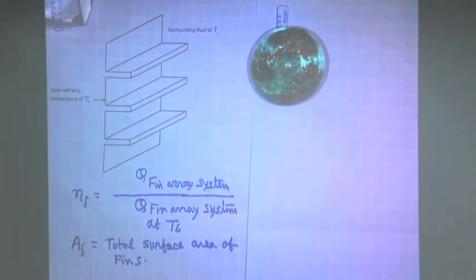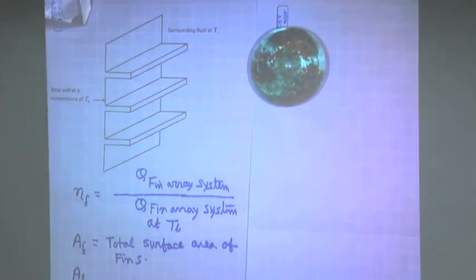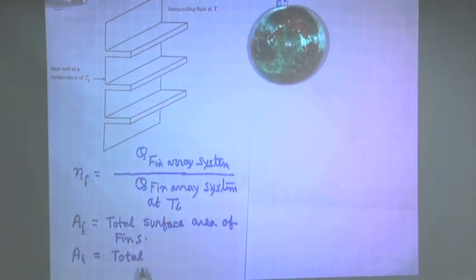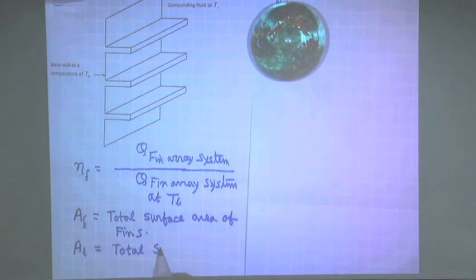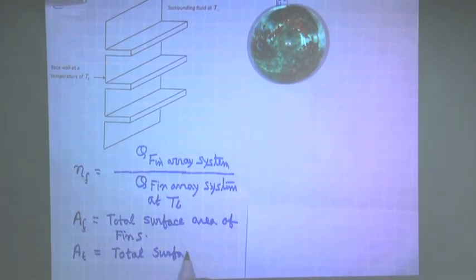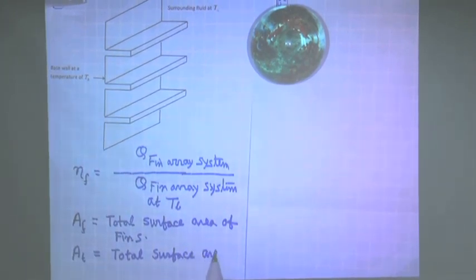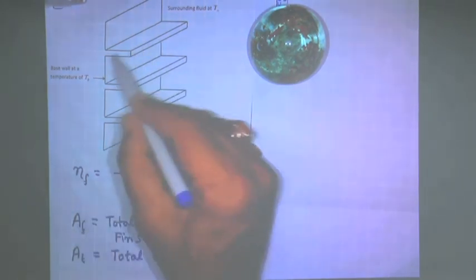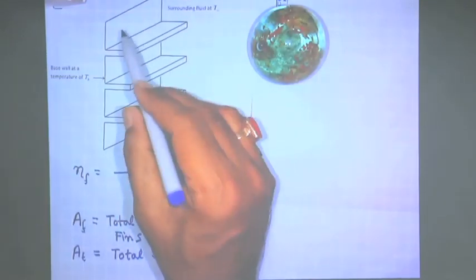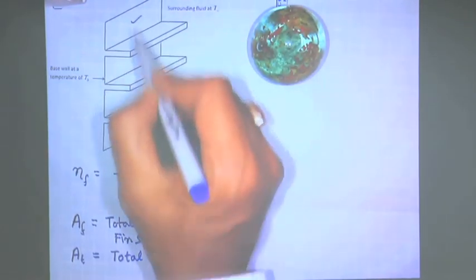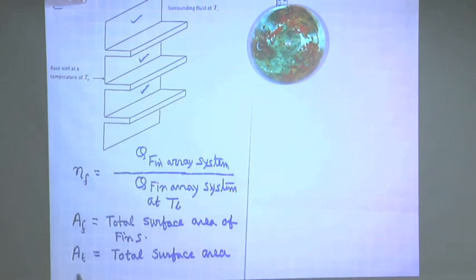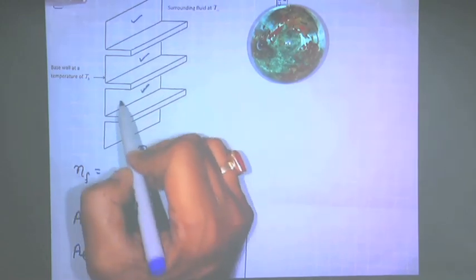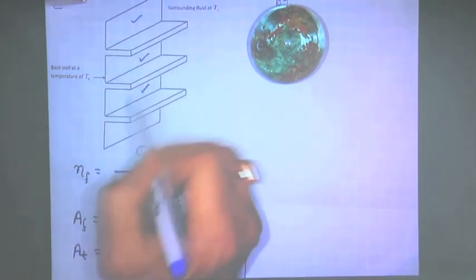And AT is the total heat transfer area, the total surface area, meaning the area that takes part in heat transfer. It includes all the surface area of the fins plus the uncovered portion. These are the uncovered portions. AT is the total surface area, that means uncovered portion plus fin.